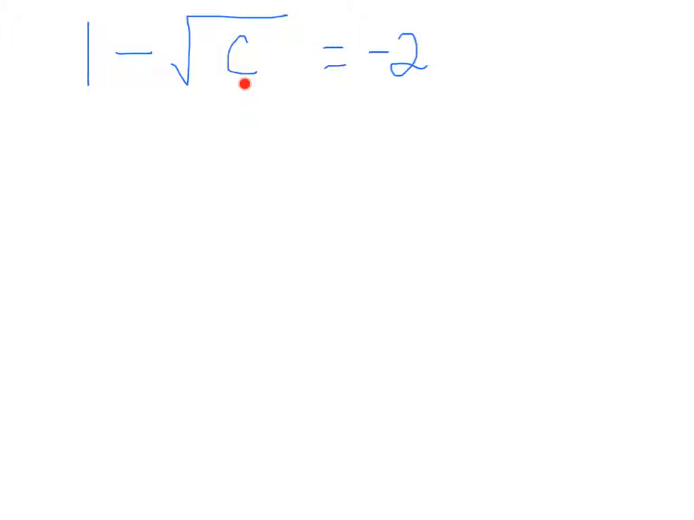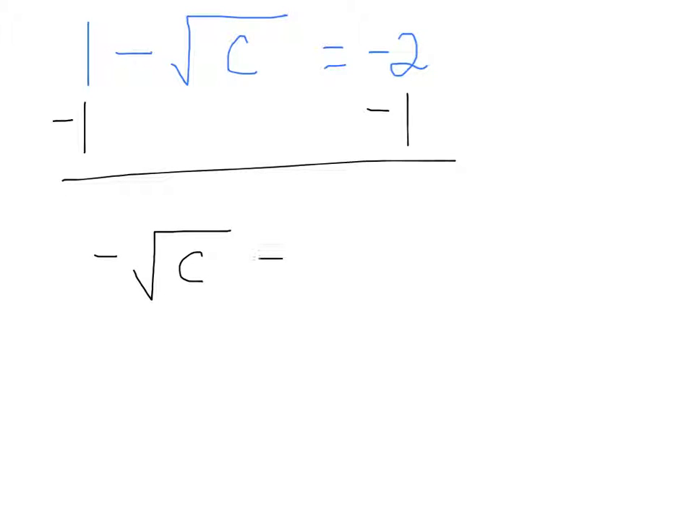Okay, so on this one, we're trying to solve for what? C. So I need to get this 1 right here on the right side of the equal sign, don't I? Is this 1 positive or negative? Positive. So what's this minus sign go with? The square root of c. So it's the square root of c that's negative, isn't it? So I need to take that 1 and I need to subtract 1 from both sides. And so I have negative square root of c equals negative 3, right?